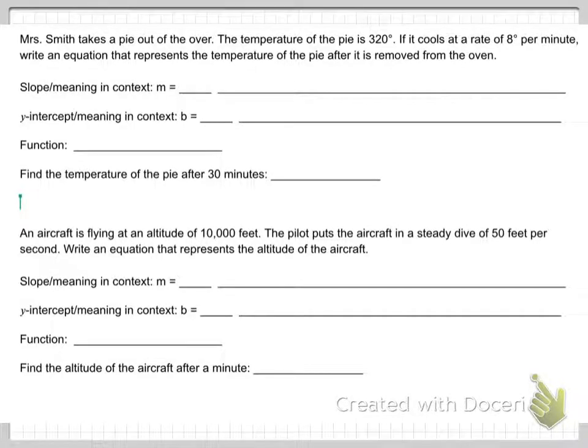Mrs. Smith takes a pie out of the oven. The temperature of the pie is 320. That's the starting temperature of the pie. If it cools at a rate of 8 degrees per minute, write an equation that represents the temperature of the pie after it's removed. Key word here is cools. You picture why that's a key word? If you said because it makes it -8, you are correct. The temperature is going down 8 each minute. So that's the degrees. The temperature drops each minute.